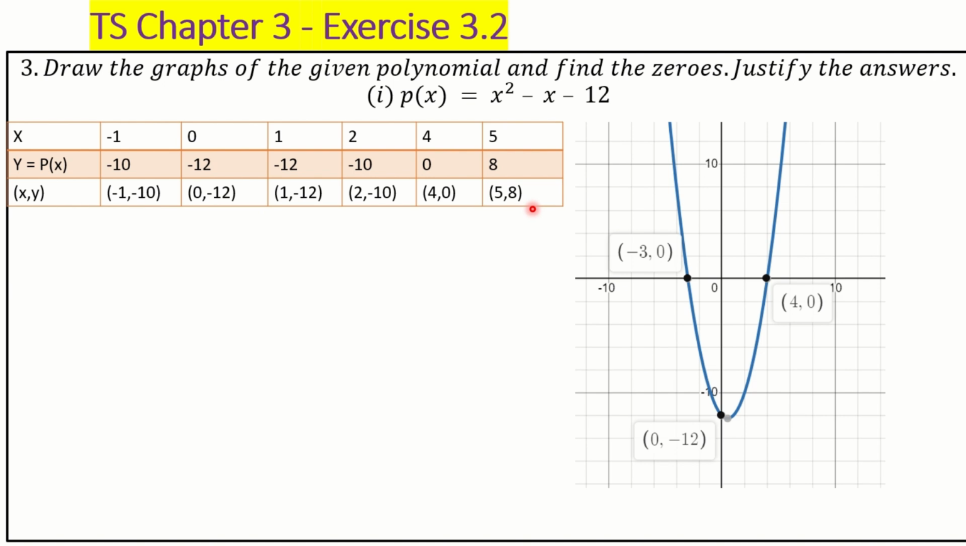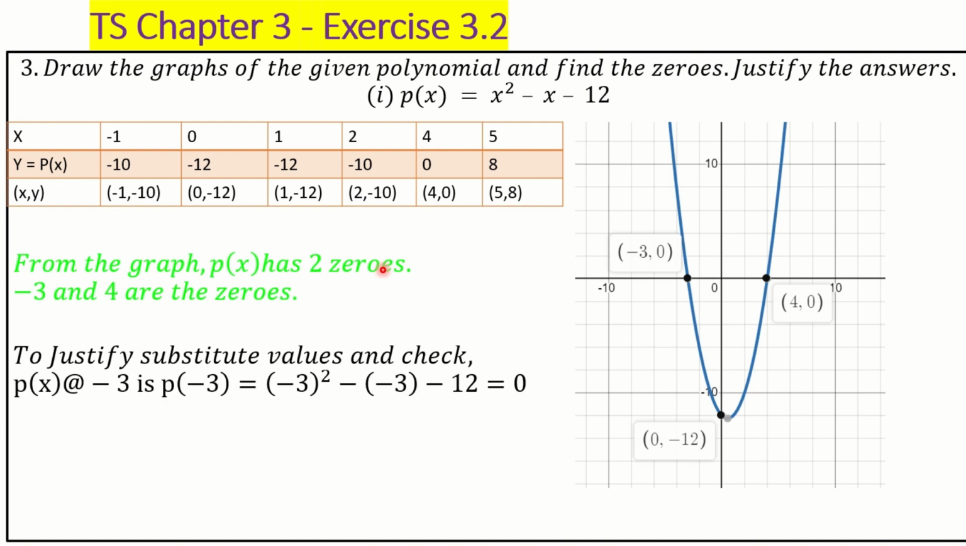The graph comes like this. If you take all the key values I plotted, I found that the bottommost point is here. And how many zeros does it have? Minus 3 comma 0 and 4 comma 0. These are the two zeros. It has two zeros, minus 3 and 4.